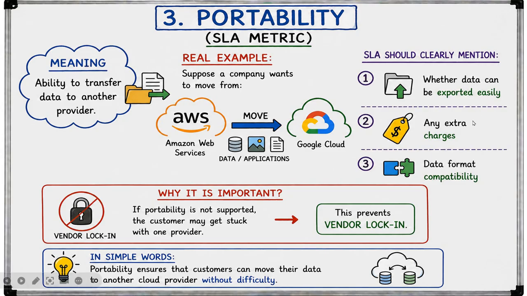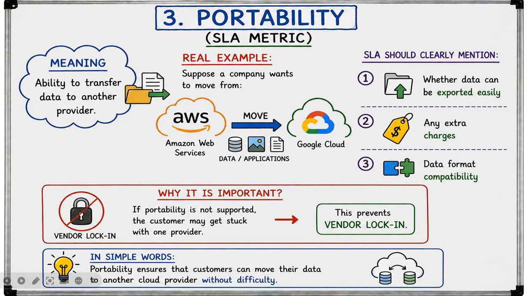Then, are there any extra charges? That is, the SLA must clearly mention if there are additional costs for moving the data. It includes data transfer fees, that is, egress charges or migration service charges. For example, some providers charge money when you move data out of their cloud.